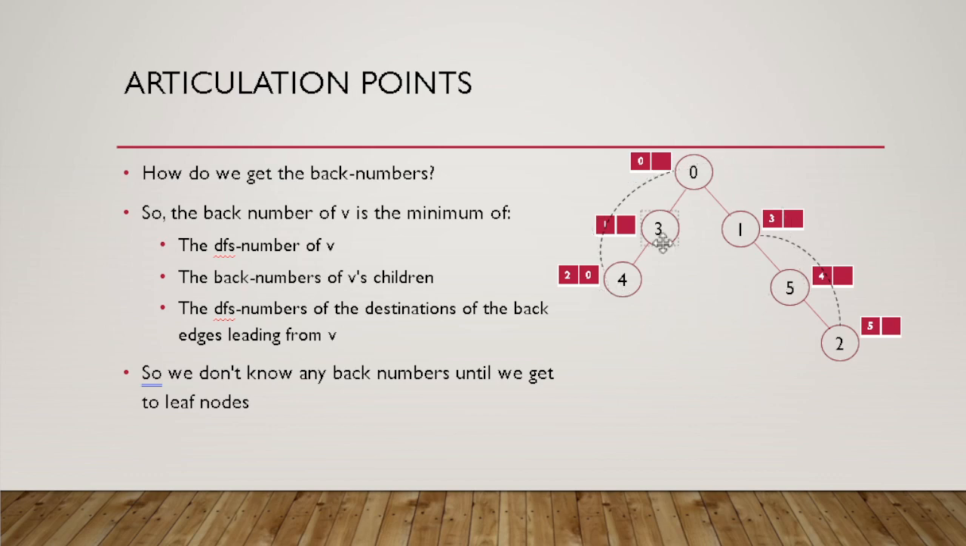Then the DFS will bubble up and it'll say, okay, well, for vertex 3, what is its back number? Well, it's the minimum of its own DFS number, which is 1, the back numbers of its children, it's got one child whose back number is 0.